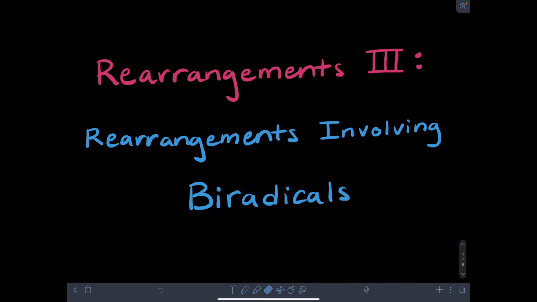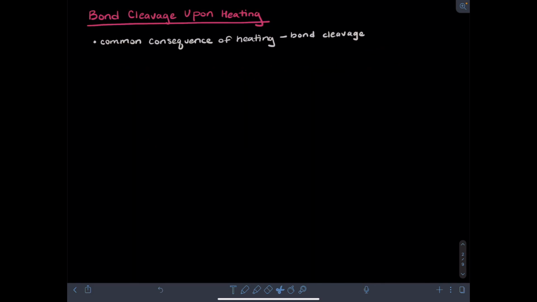Hi folks! This video on rearrangements is going to cover ones that involve biradicals, molecules containing more than one radical in a single molecule. For today's video, we're going to have to consider what happens to molecules when they're heated to very high temperatures. And a common consequence of this heating is that bonds will start to cleave. Thermolysis refers to thermally induced bond cleavage, so I'm going to use that term a lot throughout this video.